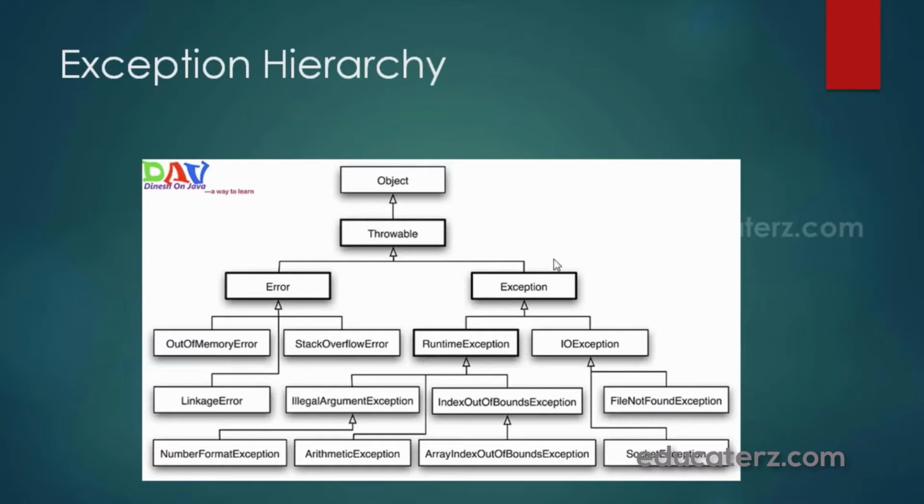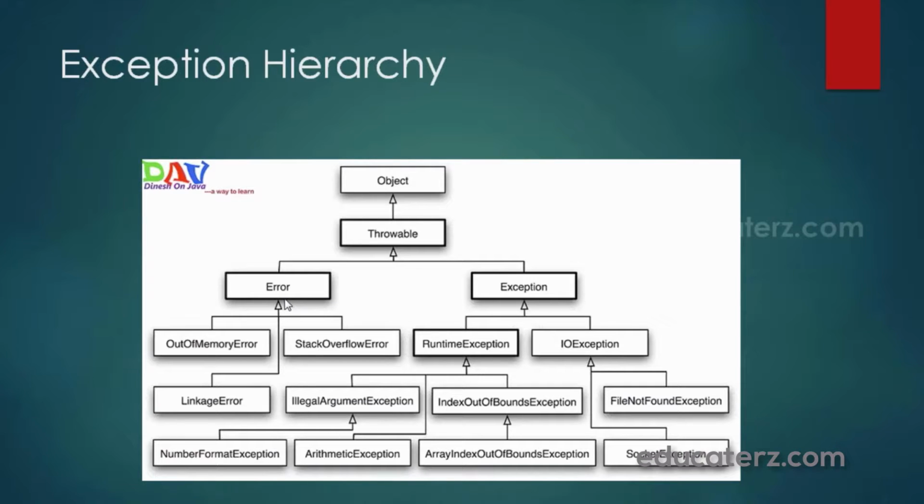Next is exception hierarchy. So the superclass of all classes in Java is object, and throwable is a subclass of object in which we have error and exception. So under exception we have runtime exception and IO exception. Under runtime we got illegal argument exception, number format, arithmetic, index out of bounds exception, array index out of bounds exception, and so on. Similarly, under exception we have also got IO exception, under which we got file not found exception and socket exception. So error, out of memory error, stack overflow, linkage errors.